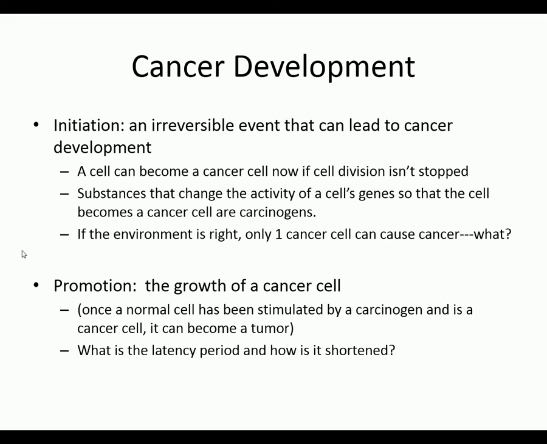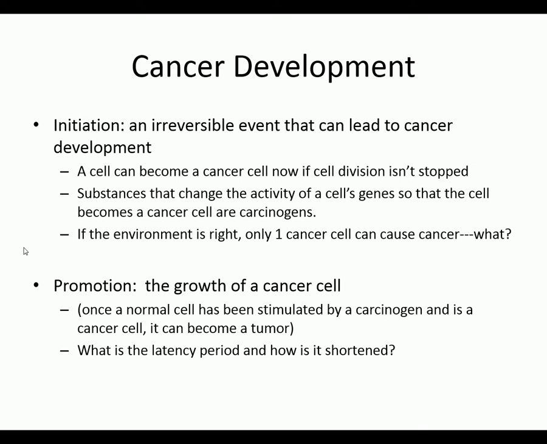Substances that change the activity of a cell's genes so that the cell becomes a cancer cell are carcinogens. Carcinogens can be chemicals, physical agents, or viruses. If the environment is right, only one cancer cell can cause cancer.